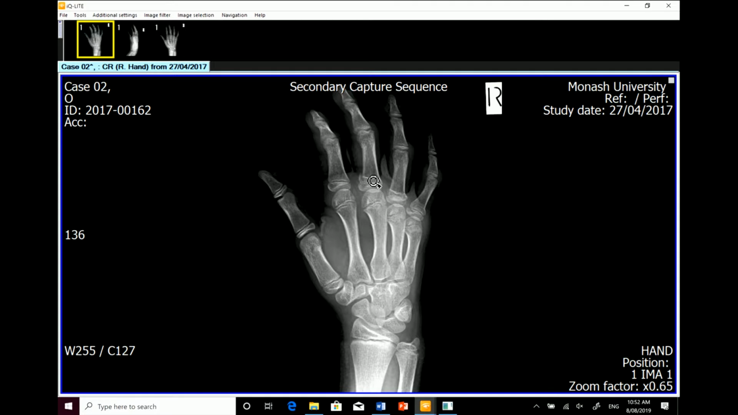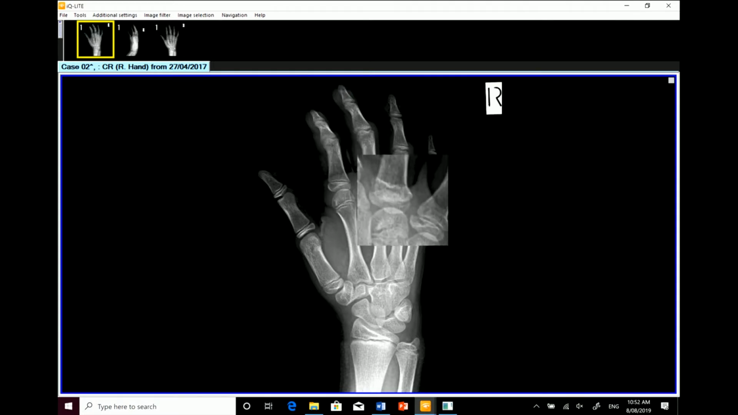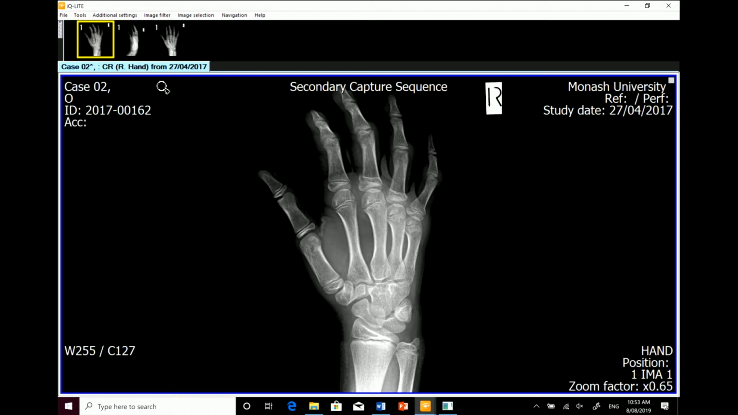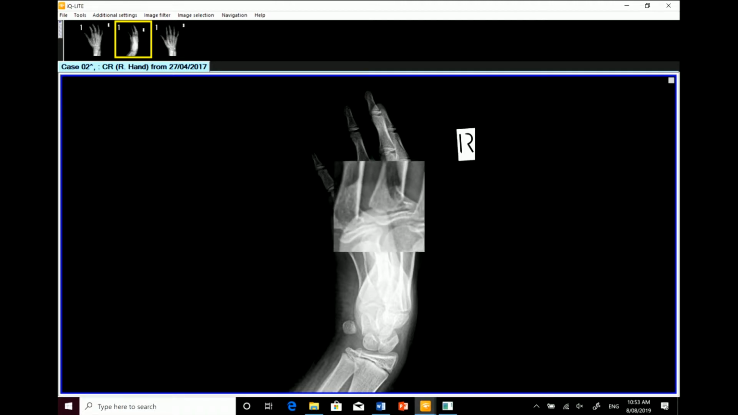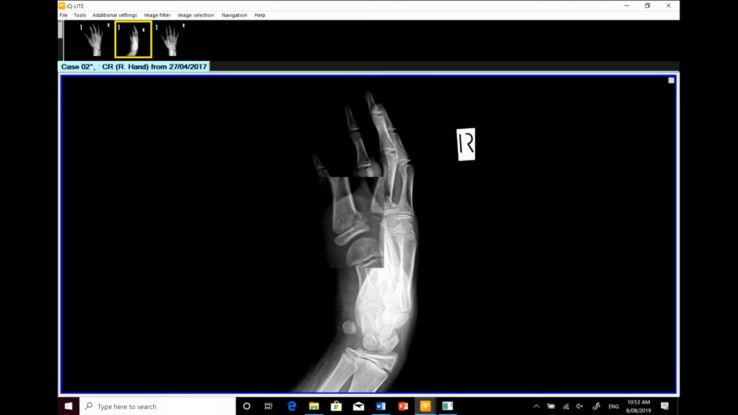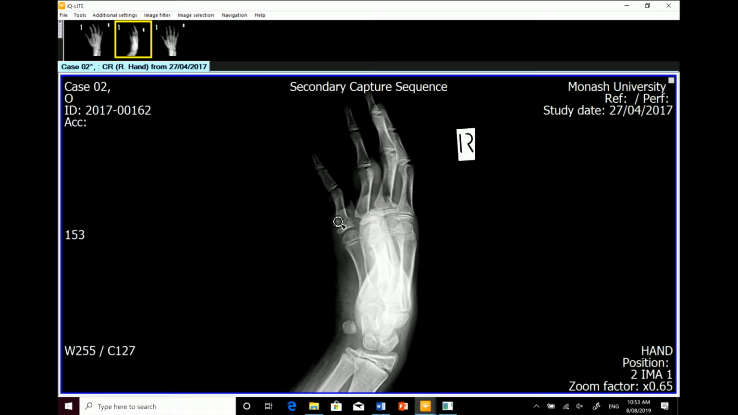On the oblique views though, you can also pick that up, but the fifth one starts to look a bit suspicious. And then on the lateral view, we can see the third, fourth, but also the fifth having Salter-Harris type 2 fractures. And then there is some minor alignment displacement.